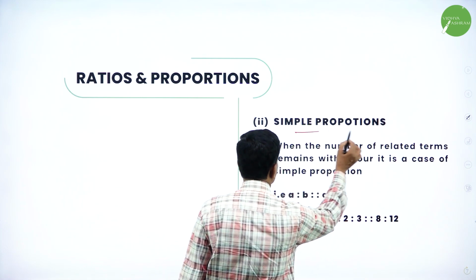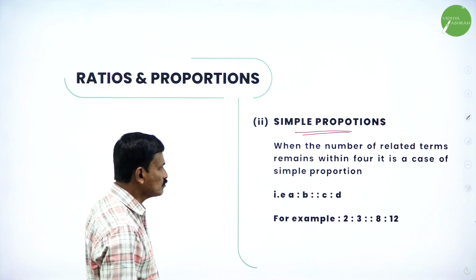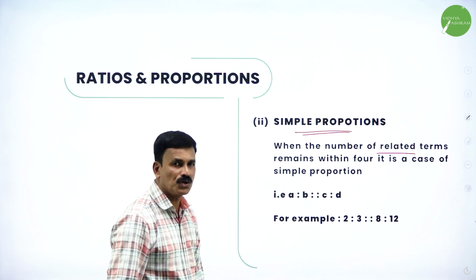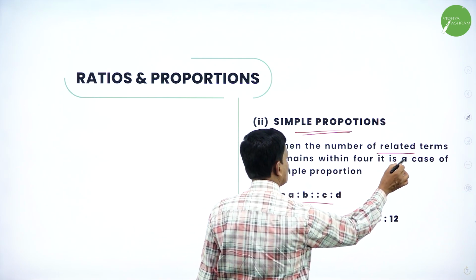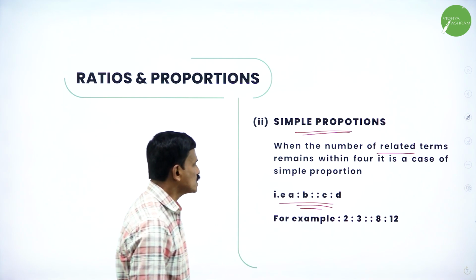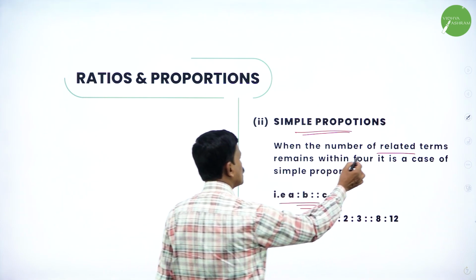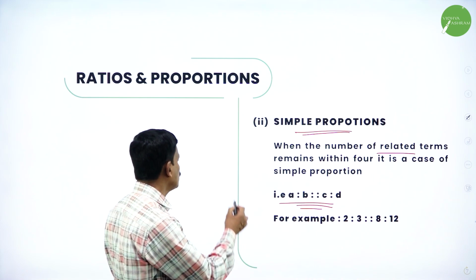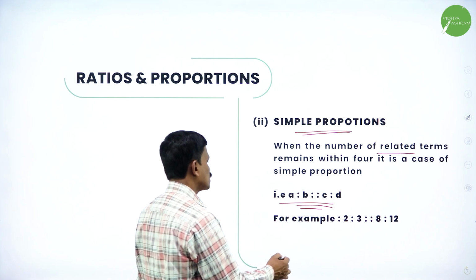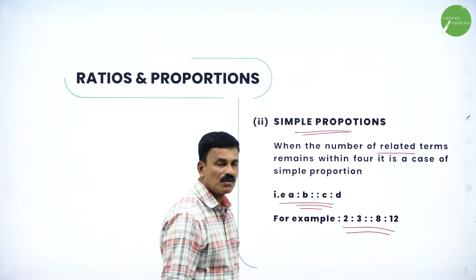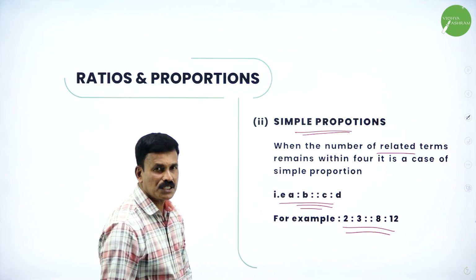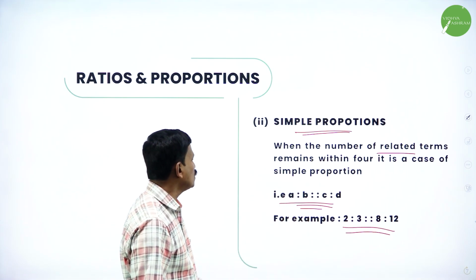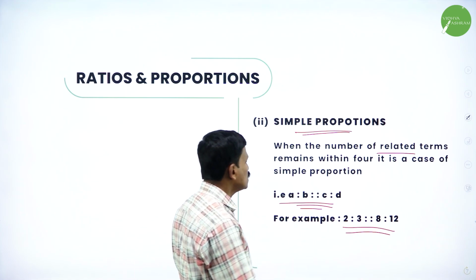The second one is the simple proportion. What is simple proportion? When the number of related terms remains within 4, it is a case of simple proportion. If the number of related terms lies within 4, then this is called a simple proportion. For example, A is to B is to C is to D. For example, 2 is to 3 is to 8 is to 12 is an example of a simple proportion. When the number of related terms remains within 4, the numbers are said to be in simple proportion.